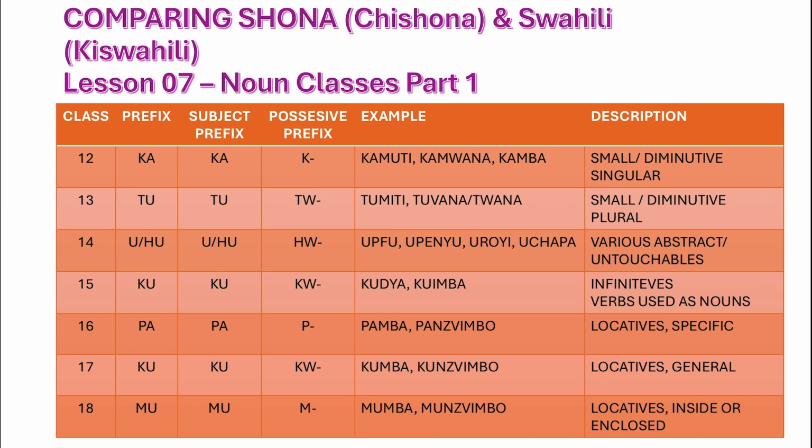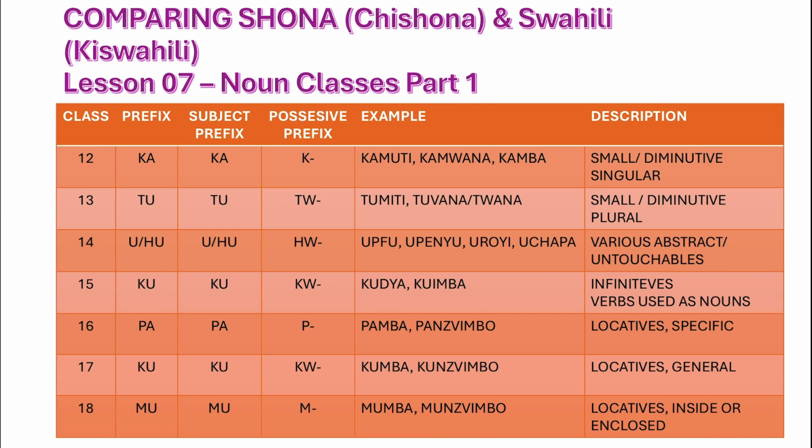Class 15, these are nouns derived from verbs, just like in Swahili, the infinitives of verbs. But here they are being used as nouns. For example, kudya, eating, and kuimba, singing.